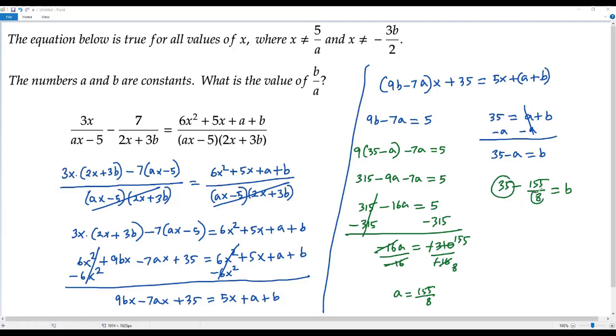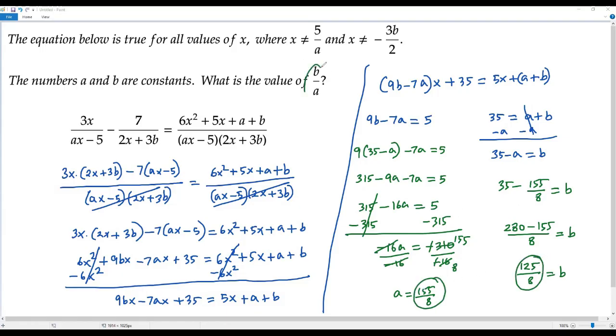35 times 8 is 280, minus 155. Now we can take 8 as a common denominator. On the right side we have b. When I simplify this one, I am getting 125. That is 125 over 8 equals b. Here we got the values of the constants a and b.